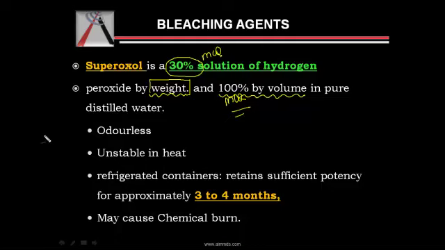Now if you talk about the properties of hydrogen peroxide, it is an odorless substance, it is unstable in heat, so it has to be kept refrigerated in containers, and they retain the potency for approximately 3 to 4 months. It is a very caustic chemical and it may result in chemical burns.